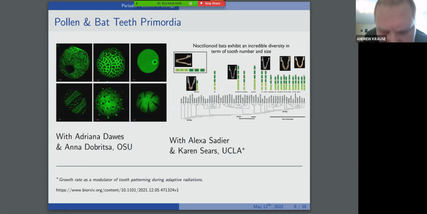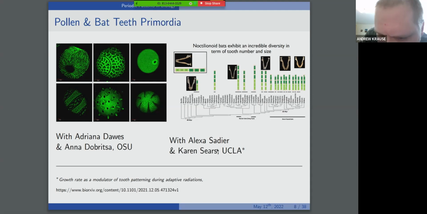Other examples of this kind of macro scale patterning are work that hasn't gone anywhere, because I haven't done much, but some fantastic experimental work by Anna Dobritsa, and then theoretical work by Adriana Dawes, who I think is here, on these really beautiful structures. Their work was on these pollen apertures, but I really am obsessed with these pictures because you can see there's periodic patterning underlying both these dark regions, these apertures, but also these bright green regions, which is an exine protein on the surface of pollen.